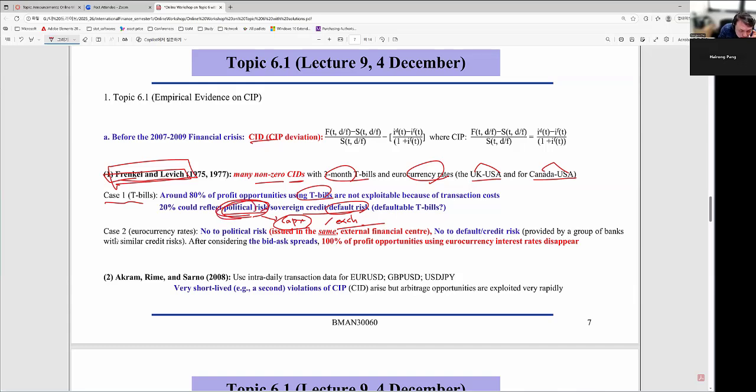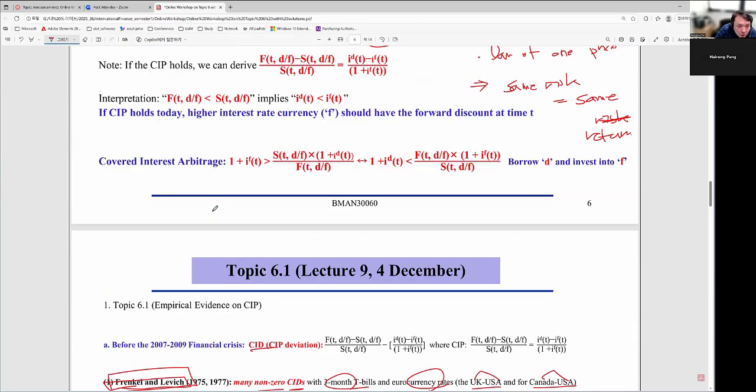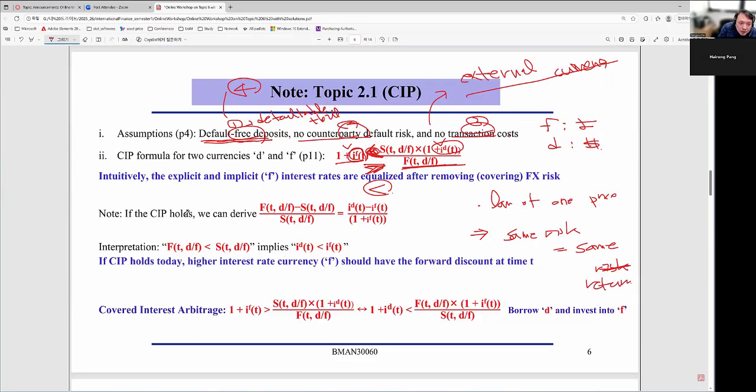When you buy a Mexican T-bill versus when you buy a US T-bill, you have different political risk. When you invest in the US market, you don't have to worry about capital control and exchange control. But when you invest in the Mexican market, you have to worry about capital control and exchange control. So what I'm trying to say here is, even though you don't see equality, they are not equal.